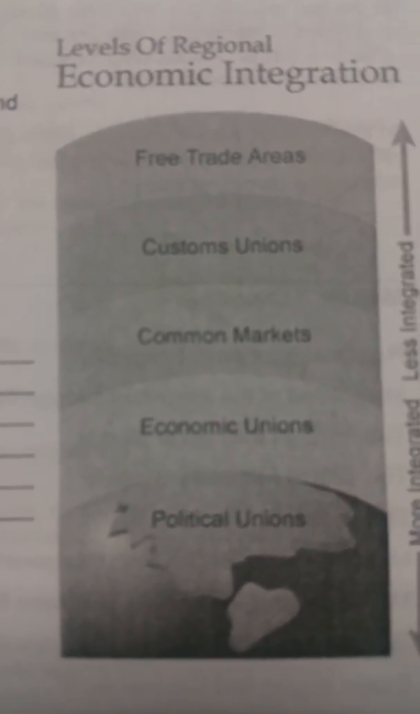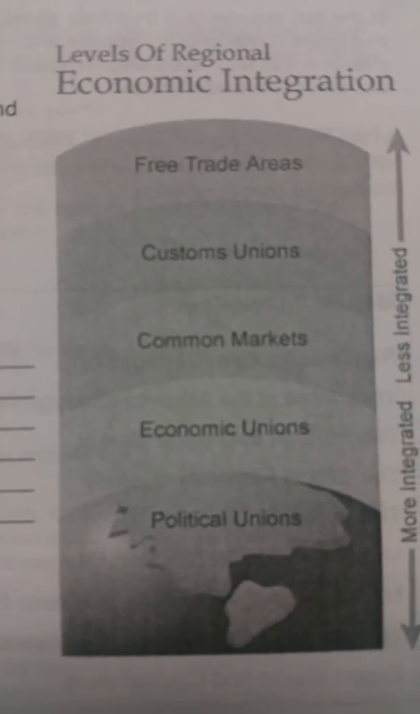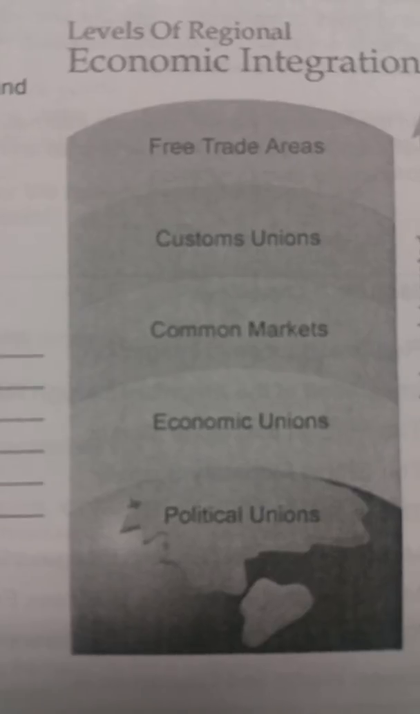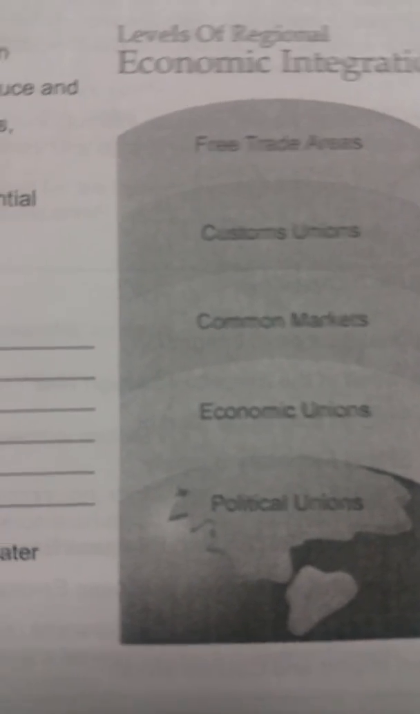Trade, we're talking about NAFTA. NAFTA is the agreement between the United States and the Mexican states, and Canada, right? And Canada. Okay, very good. That is the equivalent of North America. NAFTA, very good. An example of a customs union.